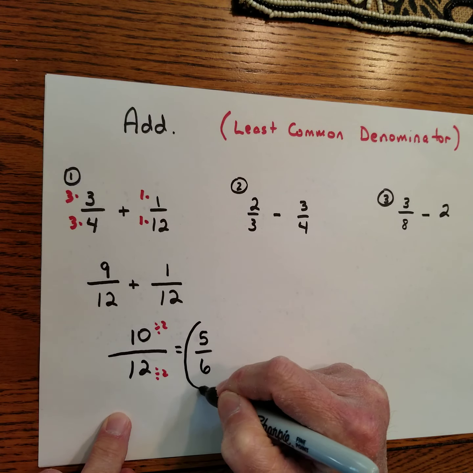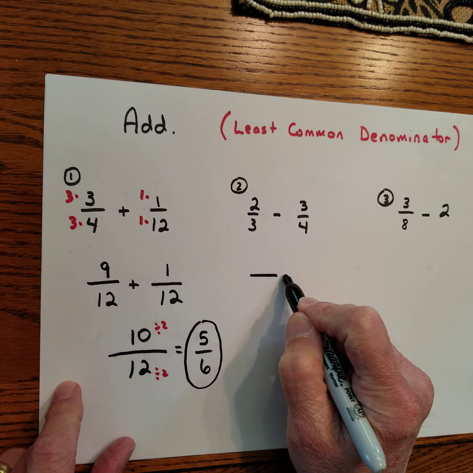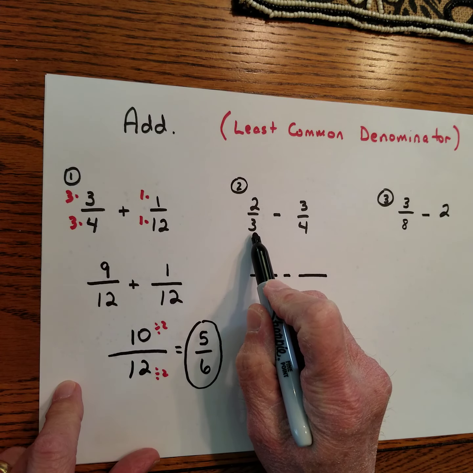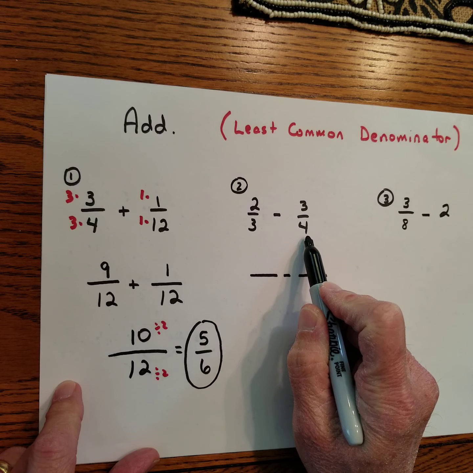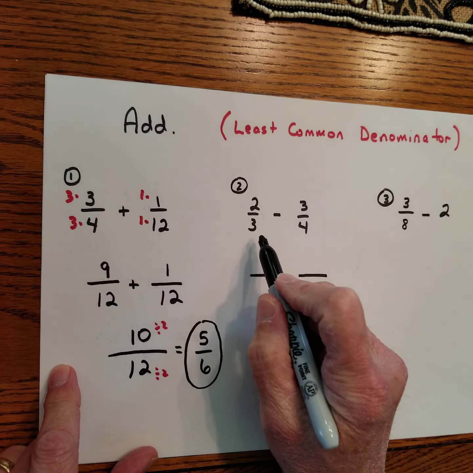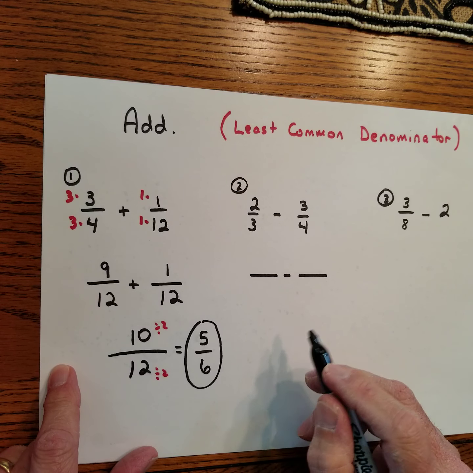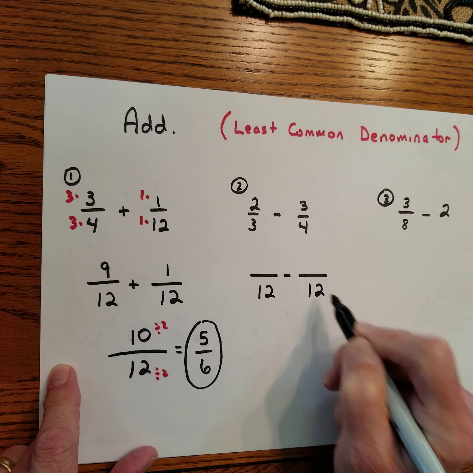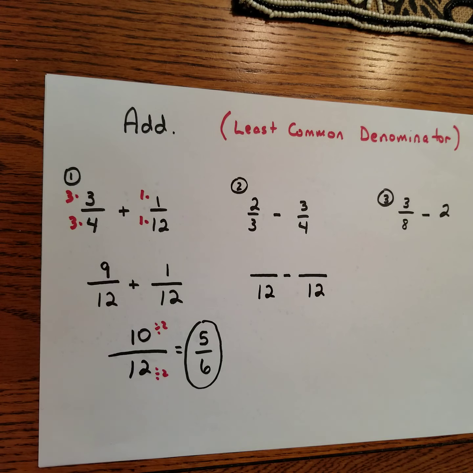Here's number 2. We're subtracting fractions, so we need a common denominator. I check to see if the smaller one divides evenly into the larger one, but it doesn't. Another way to get a common denominator is to multiply the two denominators together. 3 times 4 is 12. 12 makes a good common denominator.